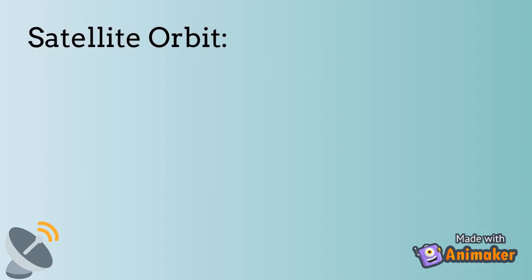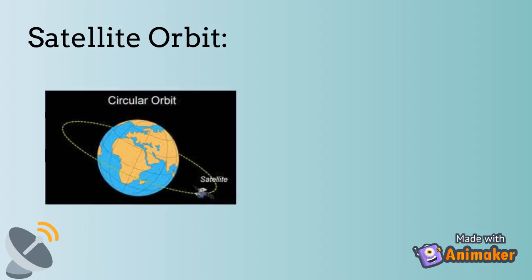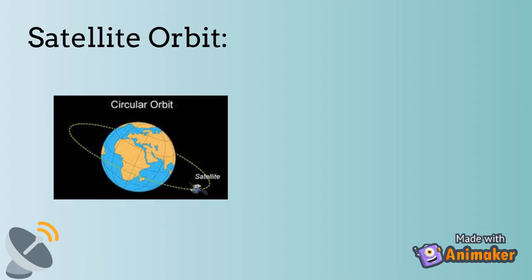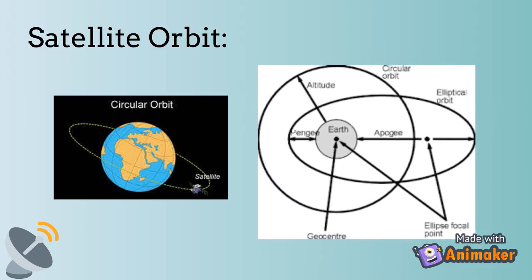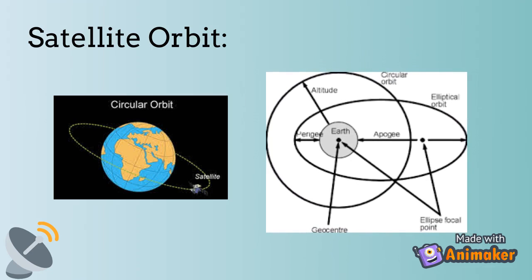Satellite orbit. There are two main types of satellite orbit. 1. Circular orbit, which is an orbit that has an eccentricity of 0 and whose path traces a circle. 2. Elliptic orbit, which is an orbit with an eccentricity greater than 0 and less than 1 whose orbit traces the path of an ellipse.